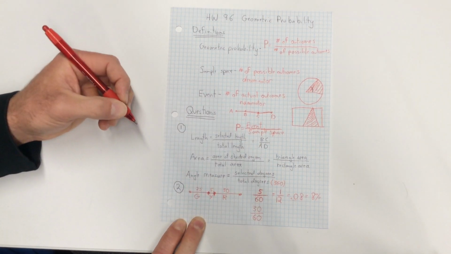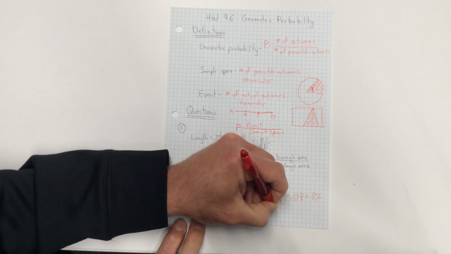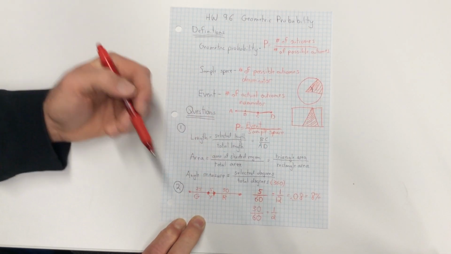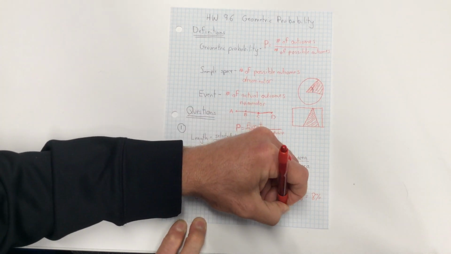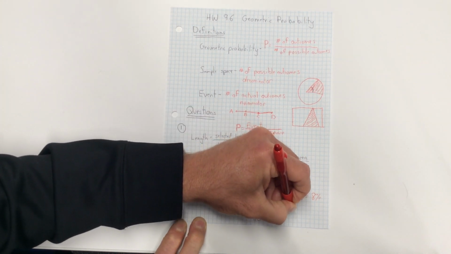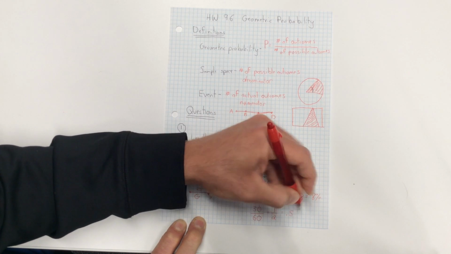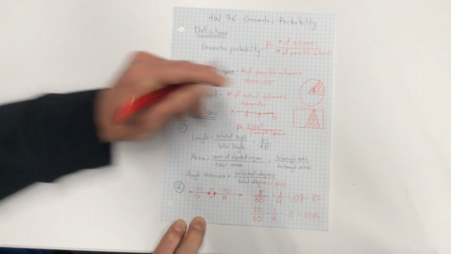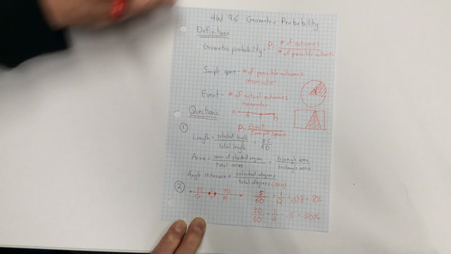So that's 30 out of 60. We can reduce that. That's 1 out of 2. So that means 1 out of 2 times you arrive at the light, it's not going to be red. As a decimal, that's 0.5, which means that the percentage, you have a 50% chance of hitting the light when it's not red. 1 out of 2 chance.